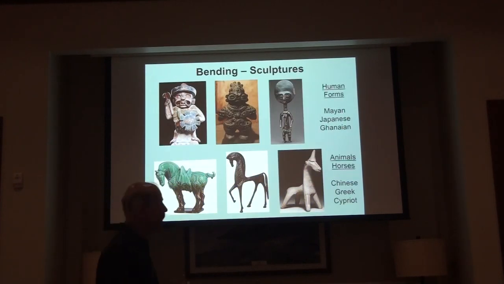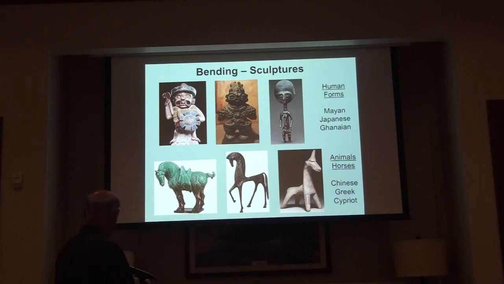We also know this bending occurs with sculptures. The human forms, we have Mayan, Japanese, and Ghanaian across the top. And then with animals, in the case of horses, we have Chinese, Greek, and Cypriot. And of course, they're all human forms and animal forms, but the creative process has bent them in a different way to create a pleasing effect.